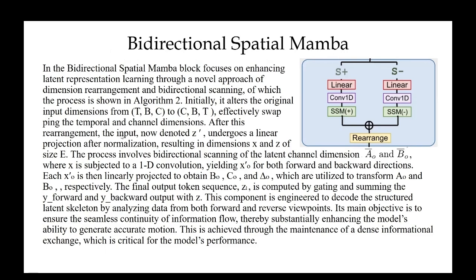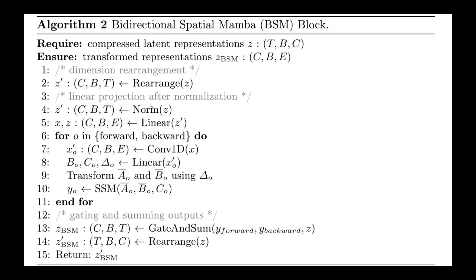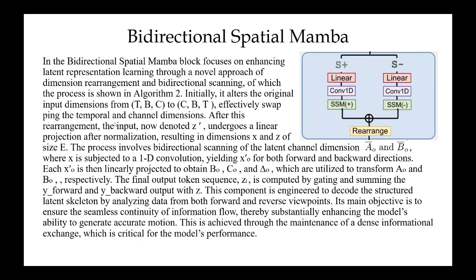After this rearrangement, the input, now denoted z dash, undergoes a linear projection after normalization, resulting in x and z of size E. So we're passing z dash to the norm layer, and it will normalize this and return a vector z dash, which is a normalized version of the previous vector. And then we pass this to a linear projection layer, which will give us C×B×E, converting the temporal size to E.